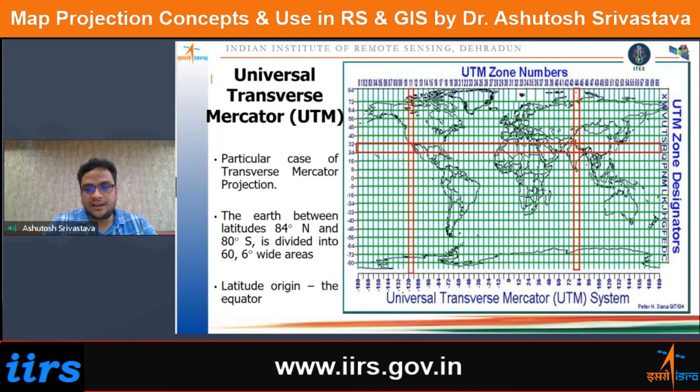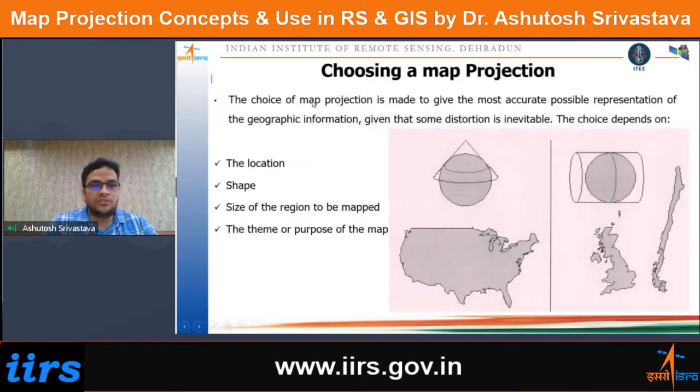There are certain parameters; we are deriving the central meridian at 500 kilometers, and different parameters are there to derive these map projections. The choice of a map projection is made to give the most accurate possible representation of the geographic information, given that some distortion is inevitable. The choice depends on the location, shape, size, and the theme or purpose of the map.